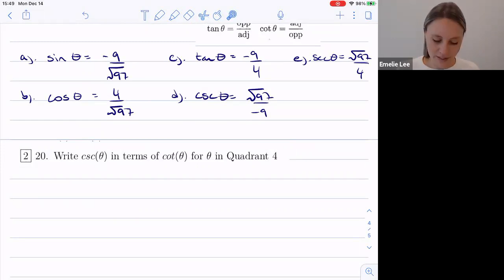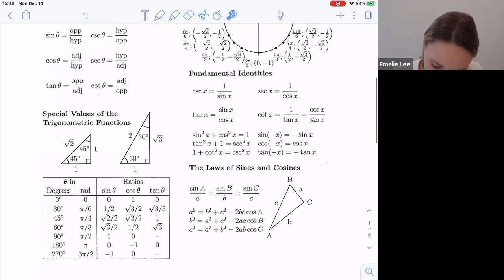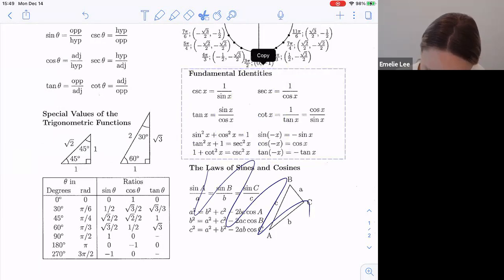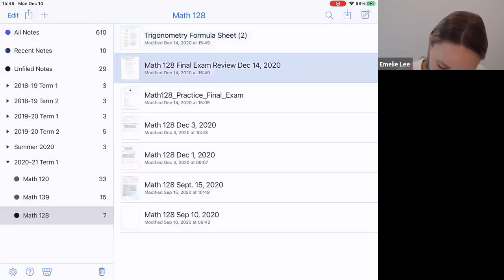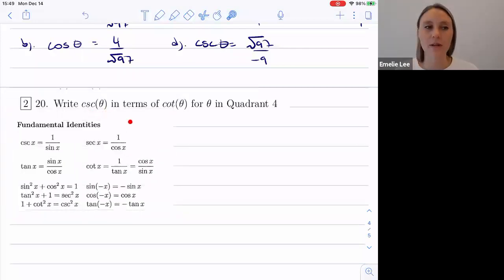All right, so whenever you have to write one trig function in terms of another trig function, you're going to have to use those fundamental identities. Again, a really useful handout is this trig formula sheet, and we have not done the laws of sines and cosines, so you can ignore that. But these fundamental identities will save your bacon, especially when you have to rewrite one trig function in terms of another.